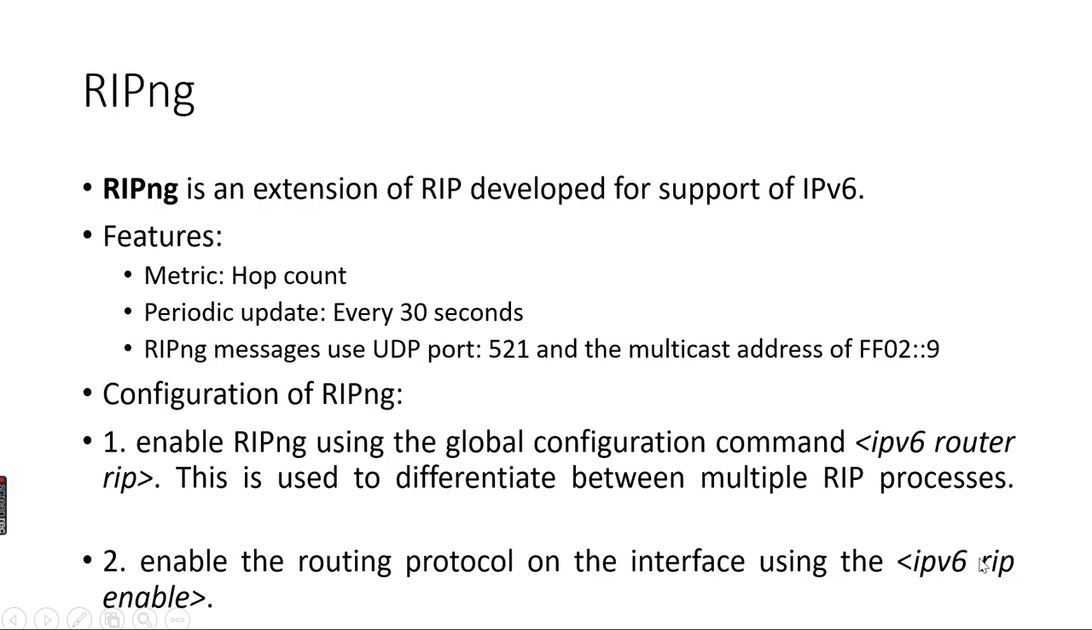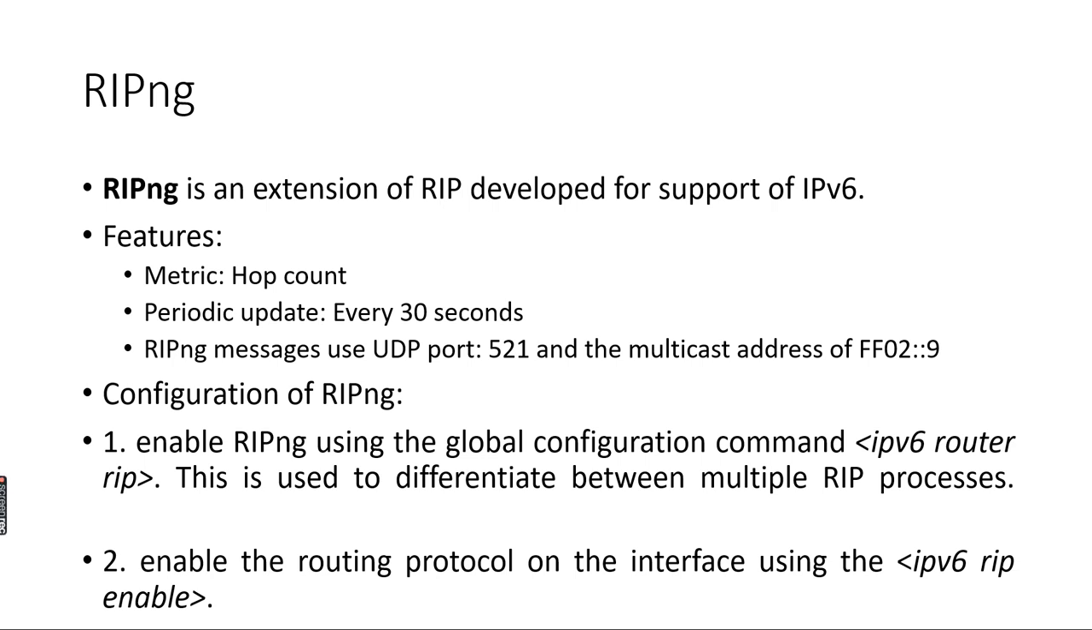First, about RIPng. RIPng is an extension of the RIP protocol. It is exclusively designed for IPv6 addressing, but the basic features remain the same. It uses the hop count as the metric to find the best path to reach the destination, and it uses a periodic update every 30 seconds. The RIPng messages make use of UDP port number 521 and the multicast address FF02::9.